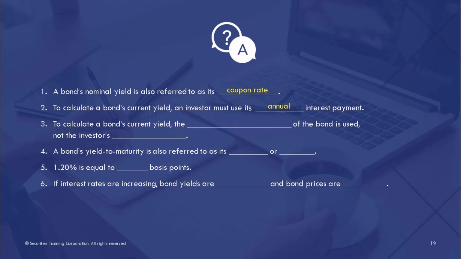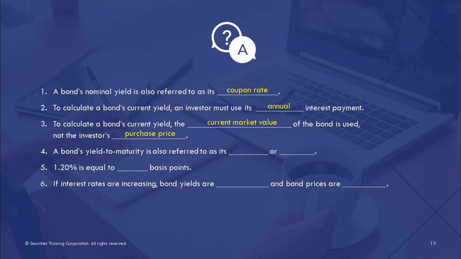Number 3, to calculate a bond's current yield, the blank of the bond is used, not the investor's blank. What is used? The current market value is used, not the investor's purchase price. So I purchased the bond at $920. That's irrelevant. The current yield will constantly change based upon the current price. So I bought the bond at $920, but the current price is $990. I'd use the $990 to calculate the bond's current yield.